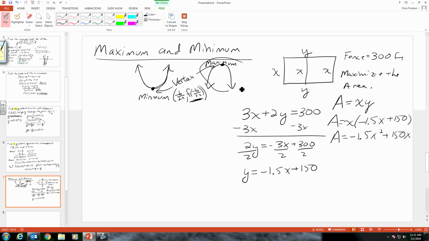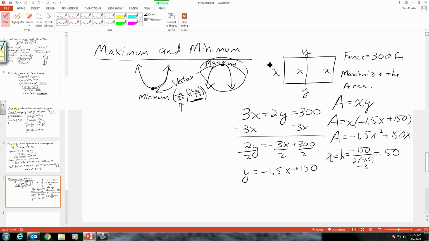So I have this situation. I have a maximum situation. I want to maximize the area. So I want to know what x and y should be in order to maximize that area. Well, to figure out what x gives me the maximum area, I can look at the vertex. In this case, h is going to be the value of x that maximizes that area. So negative b, negative 150 over 2 times negative 1.5. So that's really negative 3. It's going to give me 50.